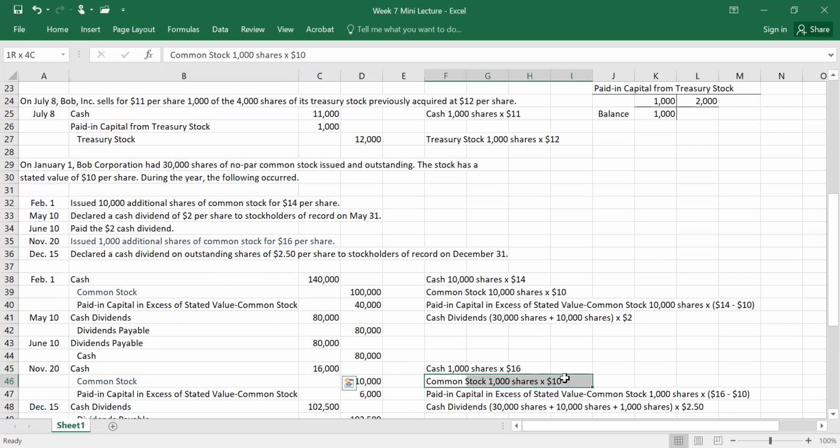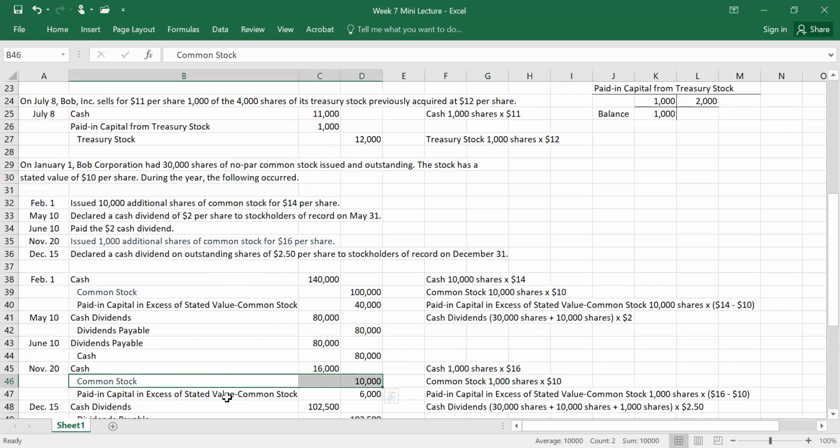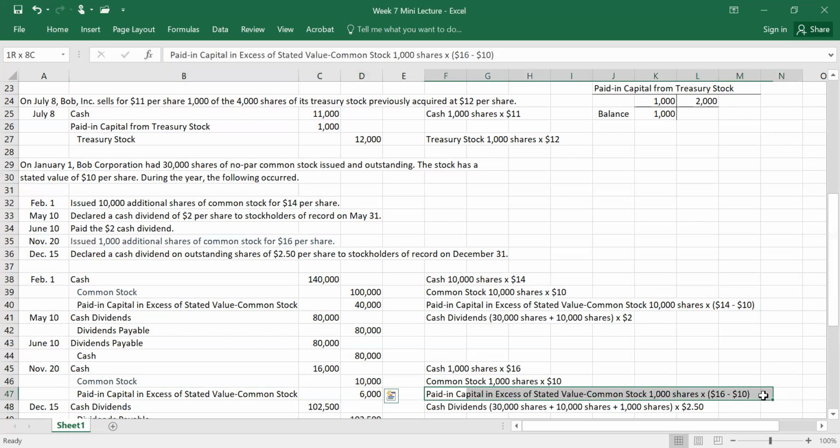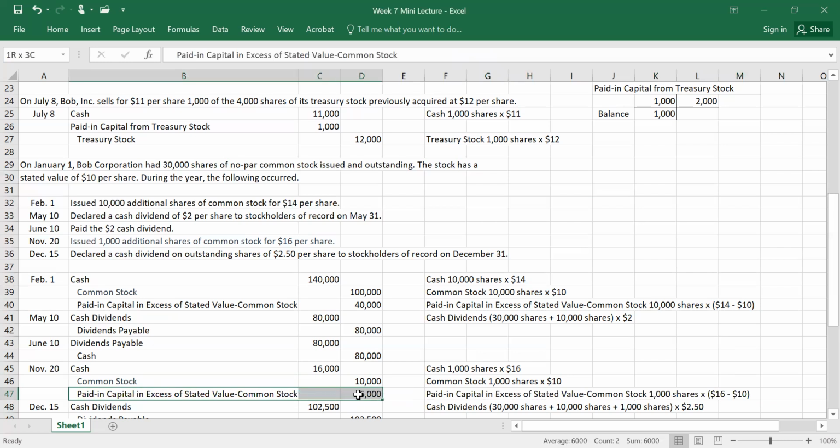The common stock is 1,000 shares at the $10 stated value. We're going to go ahead and credit common stock for 10,000. And for our paid in capital in excess of the stated value common stock, we're going to take the 1,000 shares times $16 minus $10, which would be $6 per share. So we're going to credit paid in capital in excess of stated value common stock for the $6,000. We could have also backed into it. We could have done 16,000 minus 10,000 equals 6,000.